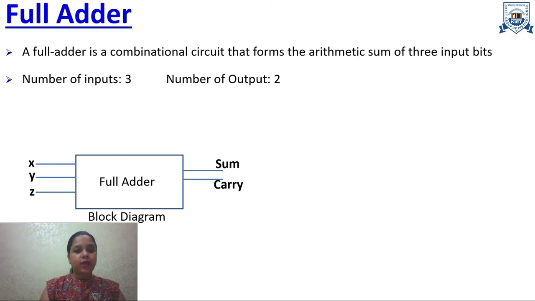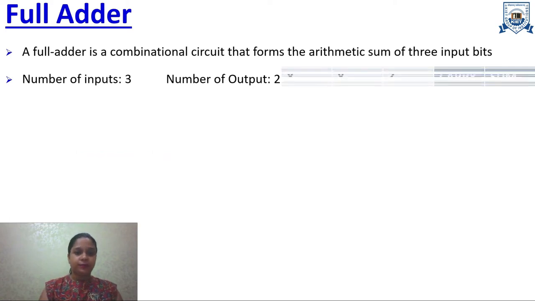Now this is the block diagram for the full adder where x, y, z are the inputs and sum and carry are the outputs, and this is the black box where we do not know the design inside. That we need to design with the help of the truth table, and we will then produce the Boolean functions and then we will design the logic diagram for the full adder.